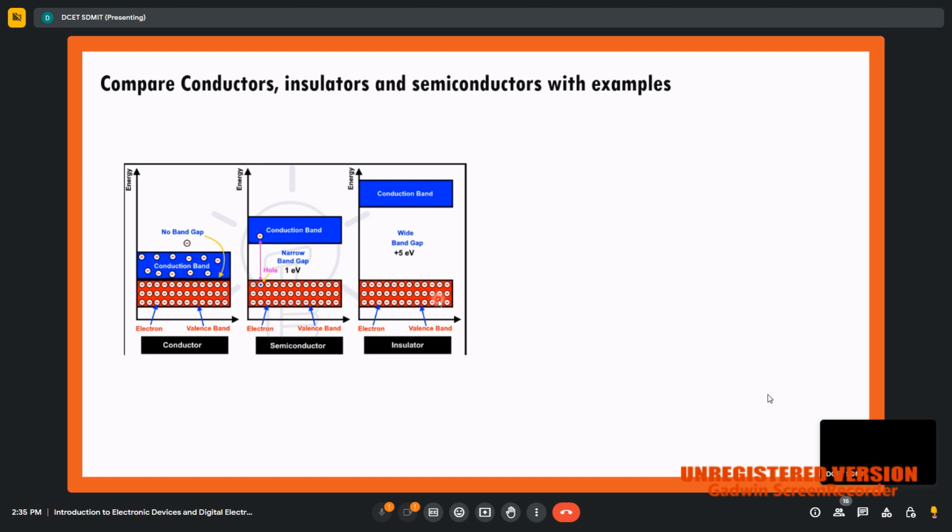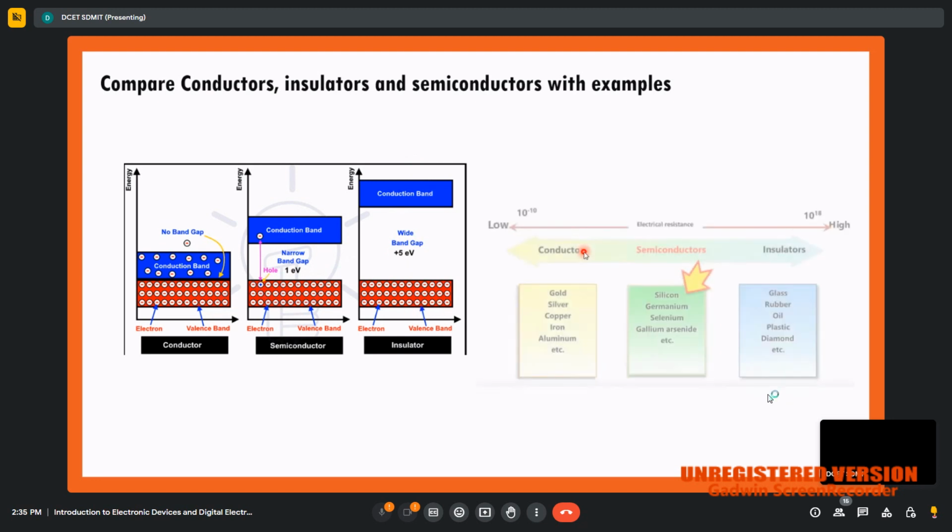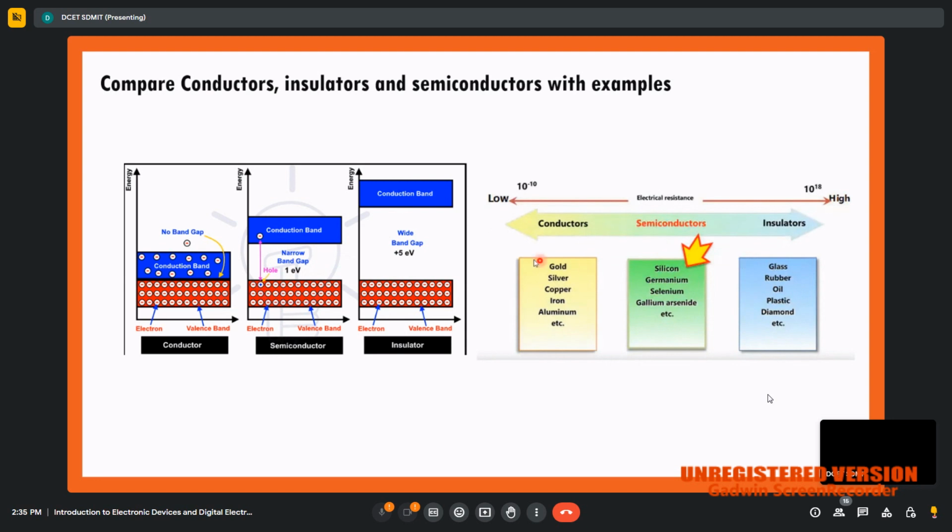And the last type of material we call insulators. Insulators have a large gap, a wide gap between the valence band and the conduction band. If you observe the examples, you can easily understand which are conductors, which are semiconductors, and which are insulators. The examples for conductors are gold, silver, copper, iron, and aluminum.